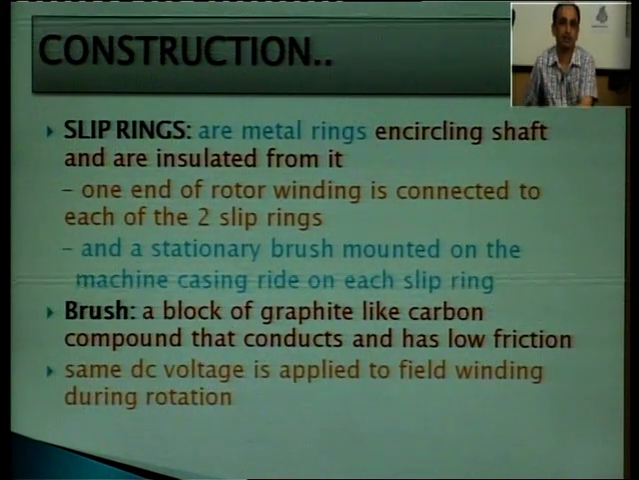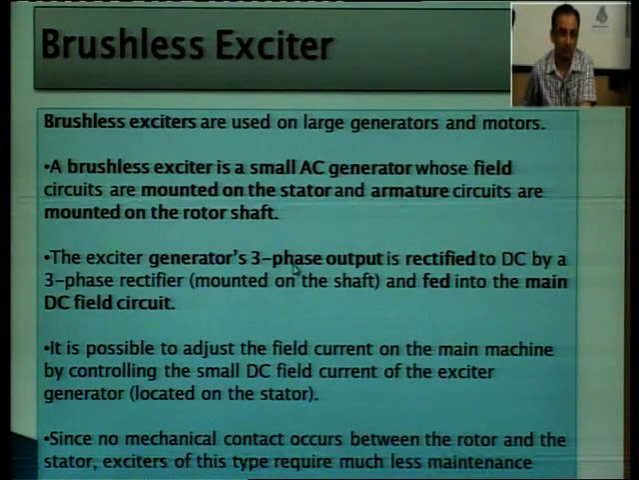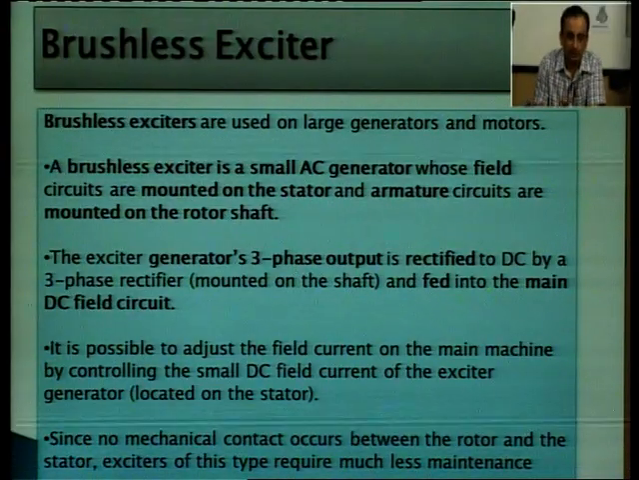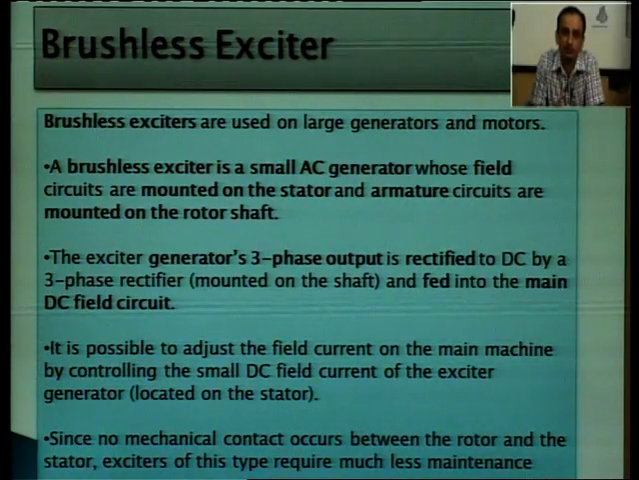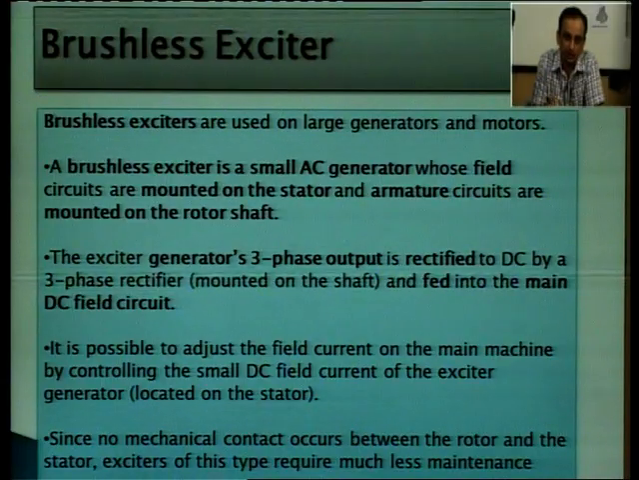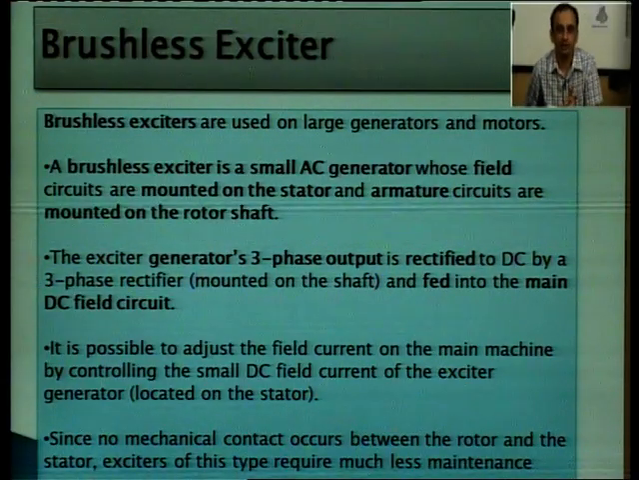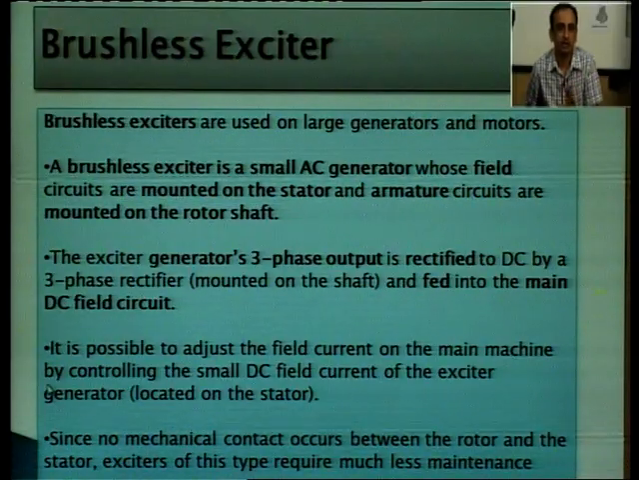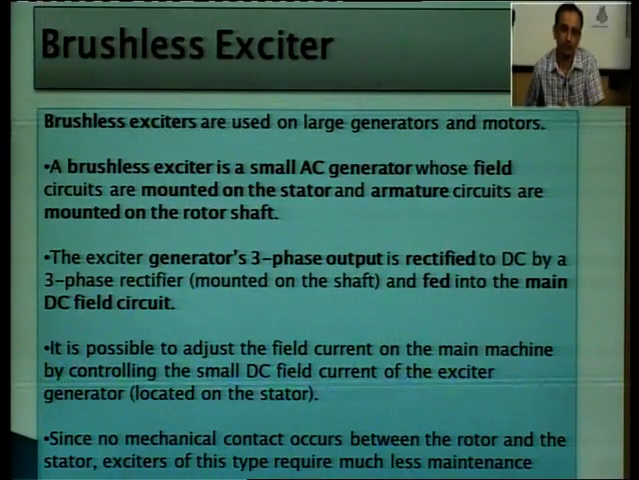So, DC supply is applied to the field winding during rotation. But the concept of excitation is changing now. Now we have the brushless exciter. With the development of semiconductor technology, we are now using power electronics devices for exciting purposes. A brushless exciter is a small generator whose field winding is mounted on the stator and armature circuit is placed on the rotor shaft. So, what is done?